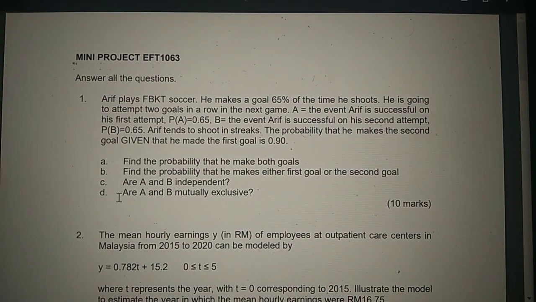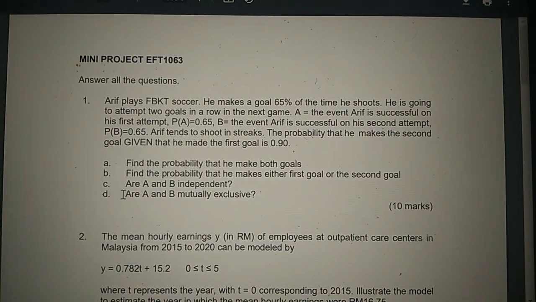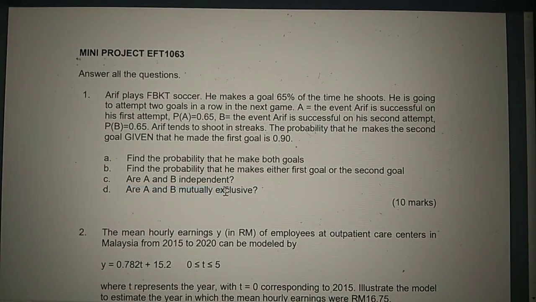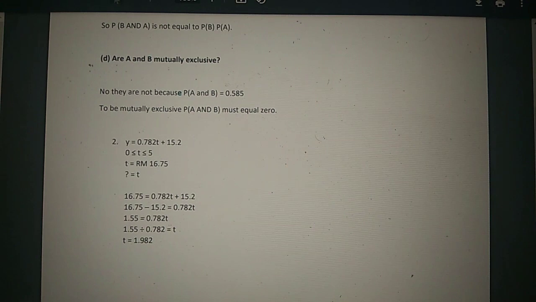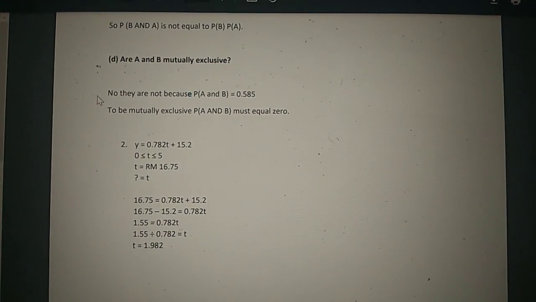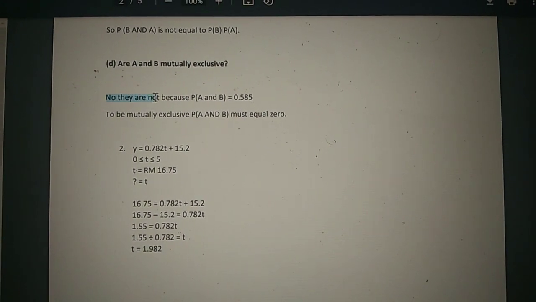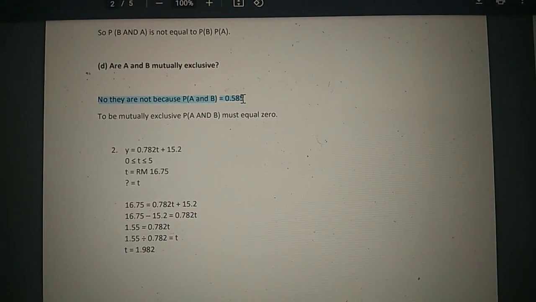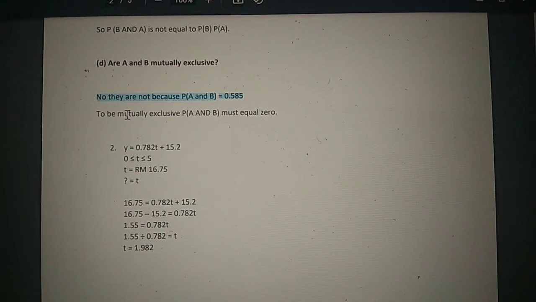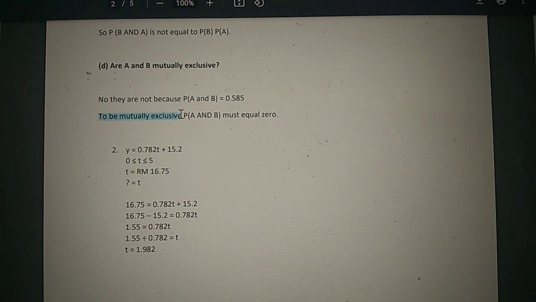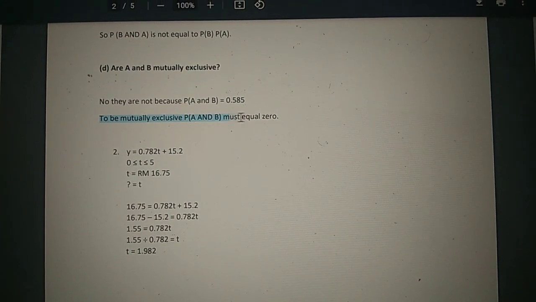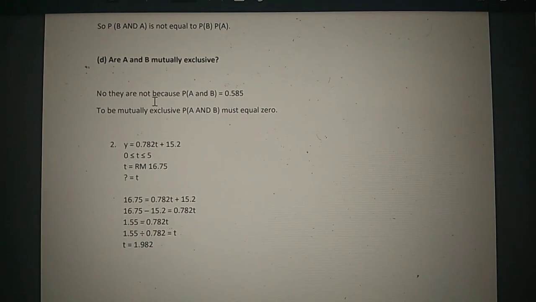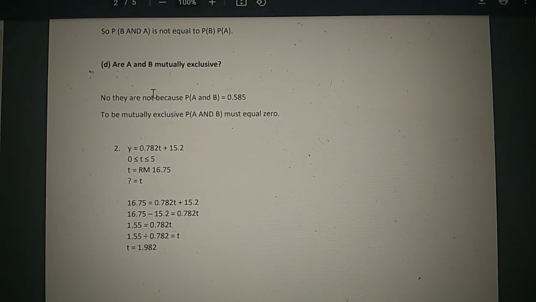Okay, now let's look at the last part, question 1D. Are A and B mutually exclusive? Let's find out. Okay, no, they are not, because the probability of A and B is equal to 0.585. To be mutually exclusive, the probability of A and B must equal 0. As a result, A and B are not mutually exclusive.